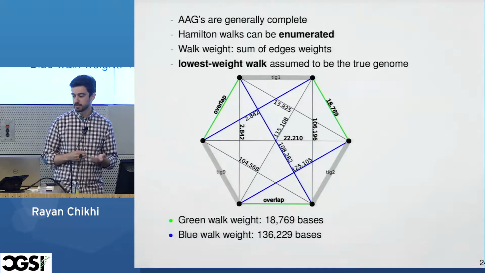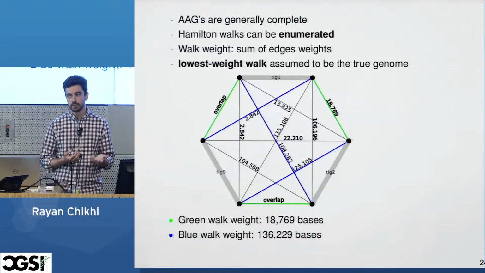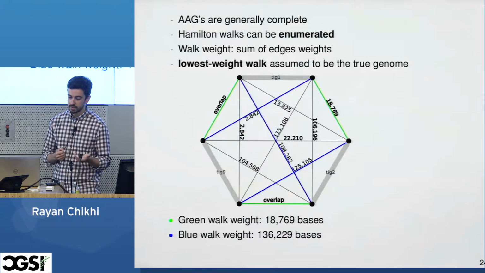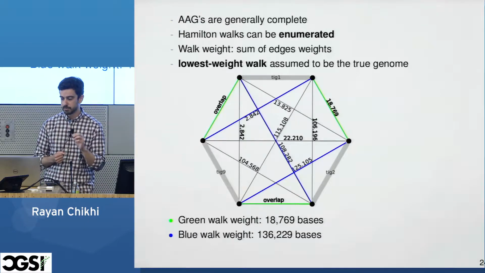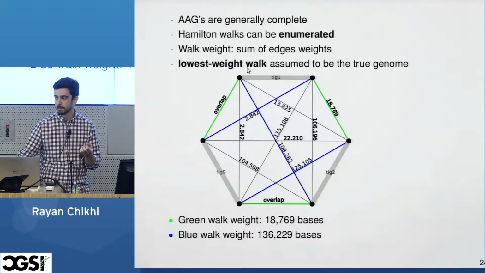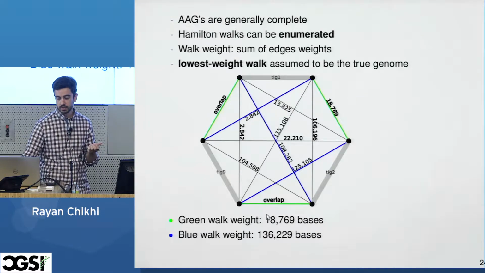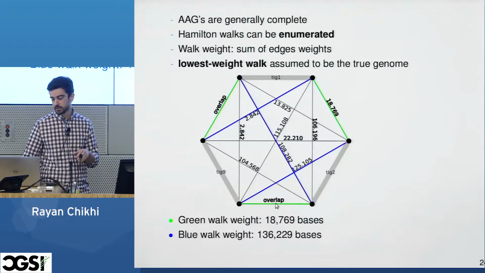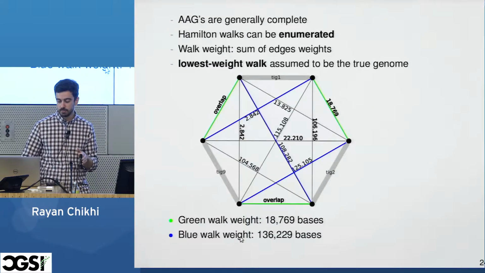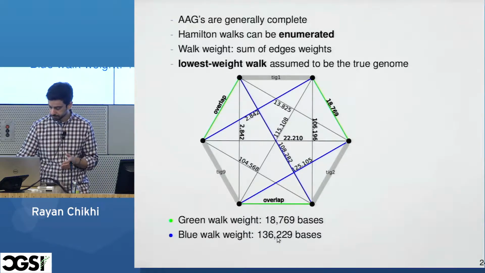And then we can finally do something that theorists like, which is to apply a nice theory and see what the Hamiltonian walks are in this complete graph. We can enumerate them. It takes exponential time, but it's still possible. And then we can weight each of these hypotheses, and we can assume maybe that the lowest weight walk corresponds to the true genome, because it would kind of make sense if it was the case. So here, if you look, the green walk in total, since overlaps are considered zero weight edges, corresponds to a low amount of bases, and another random blue walk corresponds to a longer amount of bases, so it's unlikely to be the true solution.